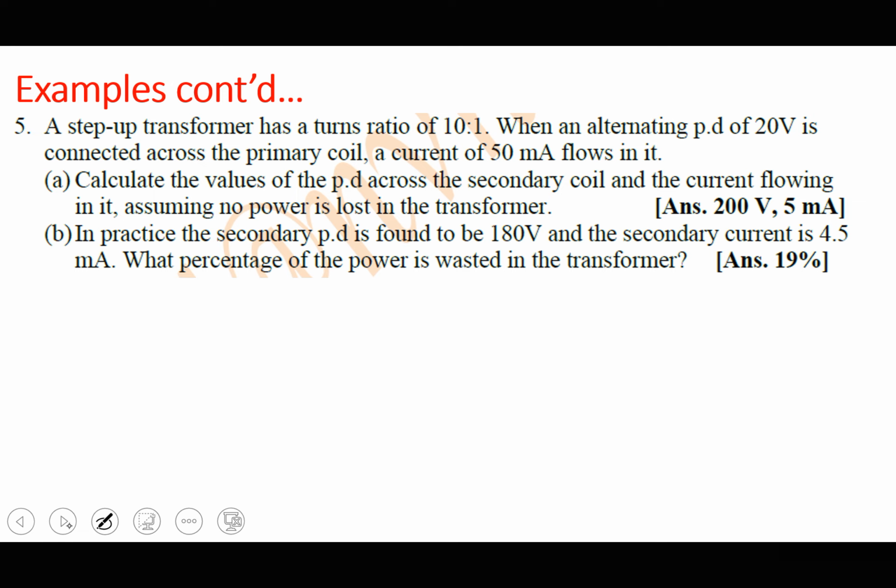Example number 5. A step-up transformer has a turns ratio of 10 to 1. When an alternating PD of 20 volts is connected across the primary coil, a current of 50 milliamperes flows in it. Calculate the values of the PD across the secondary coil and the current flowing in it. Assume no power is lost in the transformer.